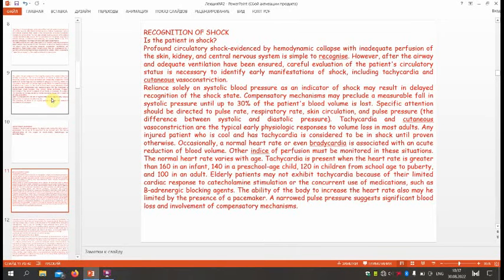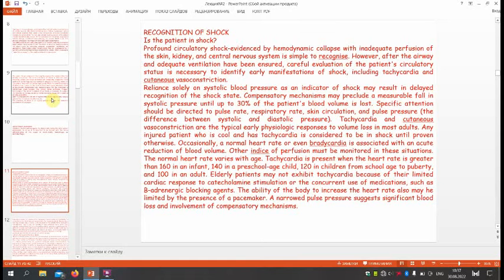Recognition of shock. How can we see a patient in shock? Profound circulatory shock evidenced by hemodynamic collapse with inadequate perfusion of the skin, kidney, and central nervous system is simple to recognize. However, after the airway and adequate ventilation have been ensured, careful evaluation of the patient's circulatory status is necessary to identify early manifestations of shock, including tachycardia and cutaneous vasoconstriction.